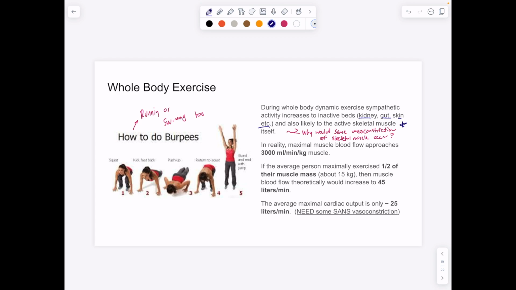However, one of the interesting things is there's also some vasoconstriction that occurs in the skeletal muscle. We said generally sympathetic is doing vasodilation in the skeletal muscle, but it can also do vasoconstriction. So you have these two, vasodilation and constriction, occurring. And so the question is, why would that occur?